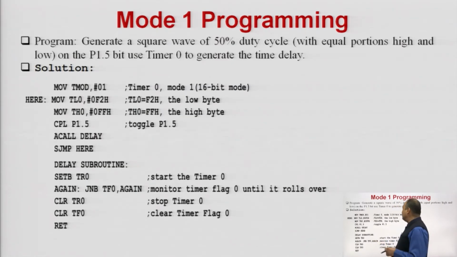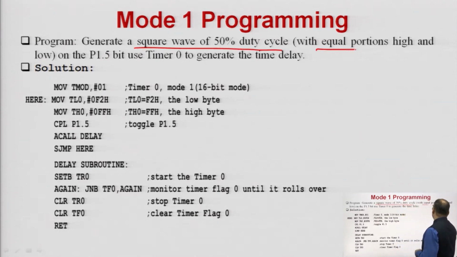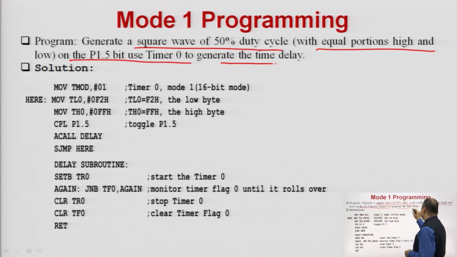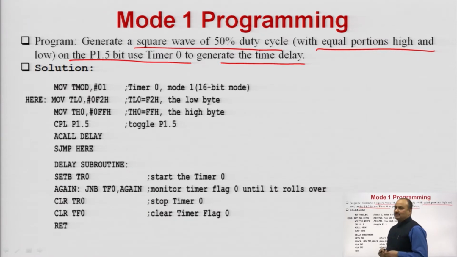Let's see the program in mode 1, that is, generate a square wave of 50% duty cycle with equal portions high and low on the P1.5 bit, and use timer 0 to generate the time delay. So here in this program we need to generate a 50% duty cycle square wave on this P1.5 bit, using timer 0 for the required operation. So this is the program.